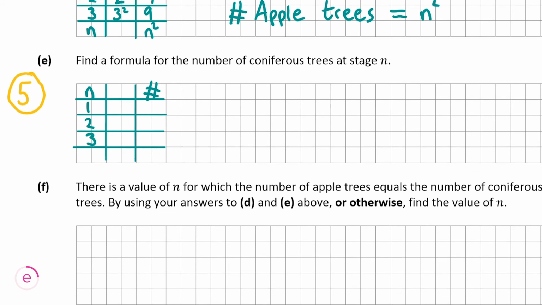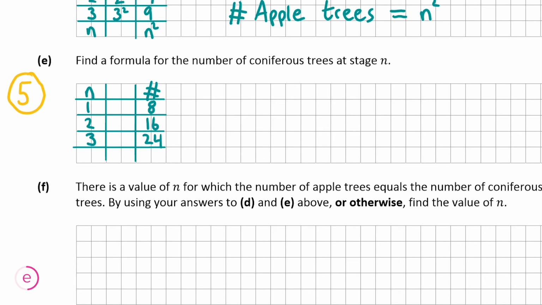Once again, we know from either counting them again or from our answer to part B that at the first stage of the pattern there were 8 coniferous trees, at the second stage there were 16, and at the third stage there were 24. Now we have to work out how we go from the first stage to 8, from the second to 16, and from the third to 24.